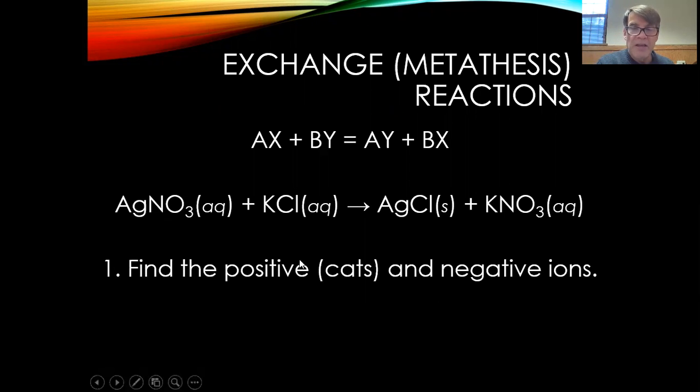Well, first we find the positive and negative ions. I always say cats are positive, so the cations are the positive ions. The negative ions are anions, but I would have gone to a different line and messed up my PowerPoint, so I didn't put anions down there. But the cats are positive.